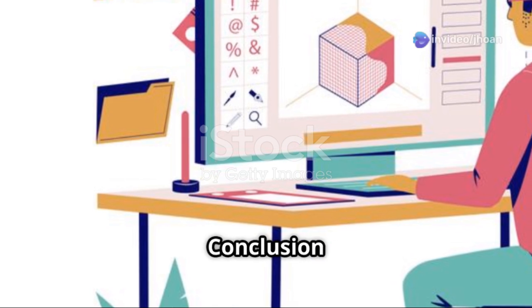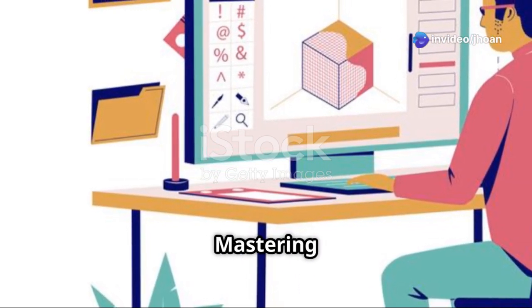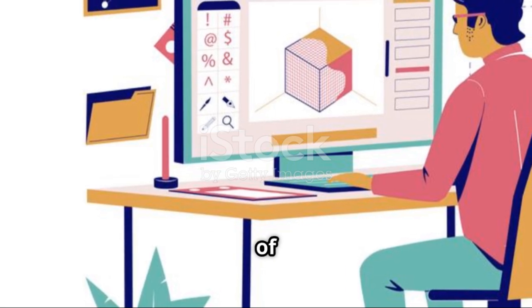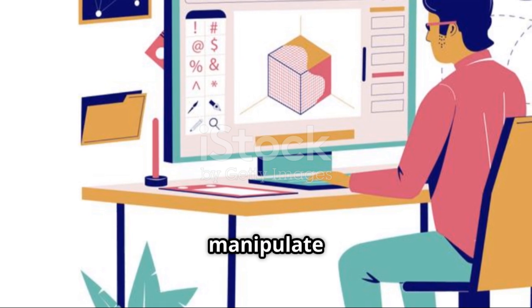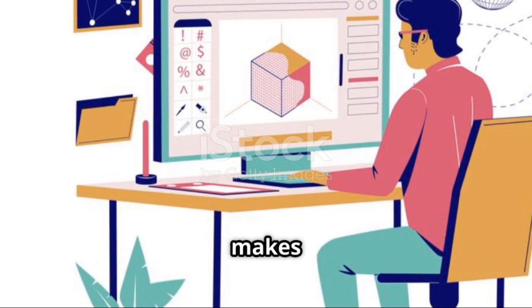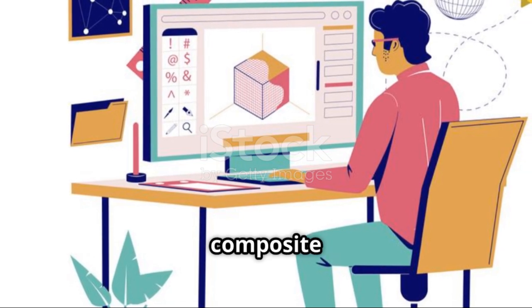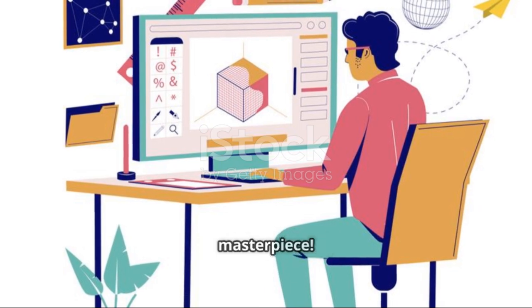Section 7. Conclusion: level up your spatial reasoning skills. Mastering descriptive geometry is like unlocking a new level of spatial awareness. You'll be able to visualize and manipulate three-dimensional objects in your mind. Remember, practice makes perfect. Keep experimenting with shapes, areas, and composite figures. Who knows, you might even design the next architectural masterpiece.